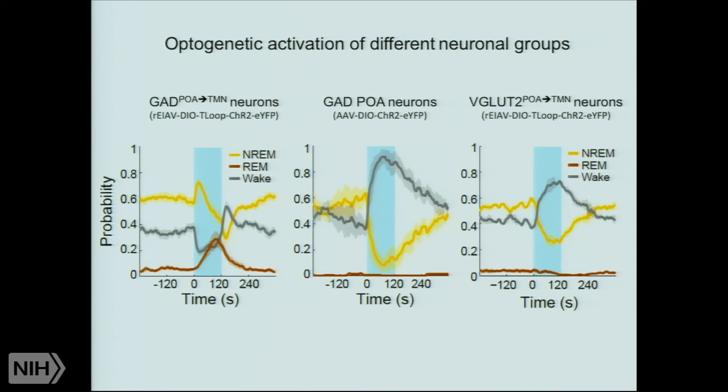Now, if we do this for the glutamatergic neurons that project to the TMN, again using lentivirus, again we saw promotion of wakefulness, right? So this suggests that if you want to get sleep, you have to not only target, it has to be cell type specific and also projection specific. If you lose either one, then you basically get wakefulness.